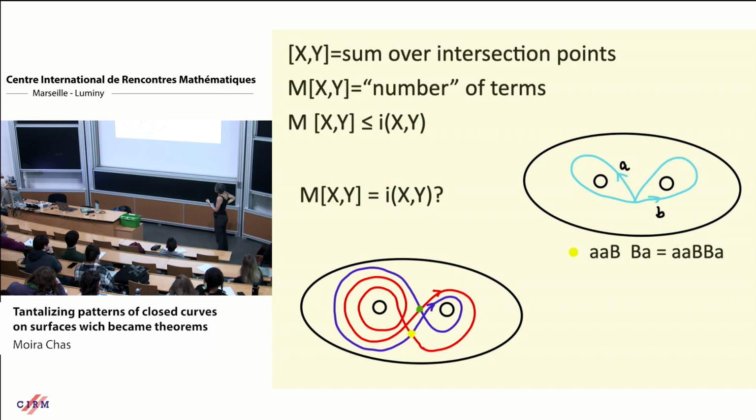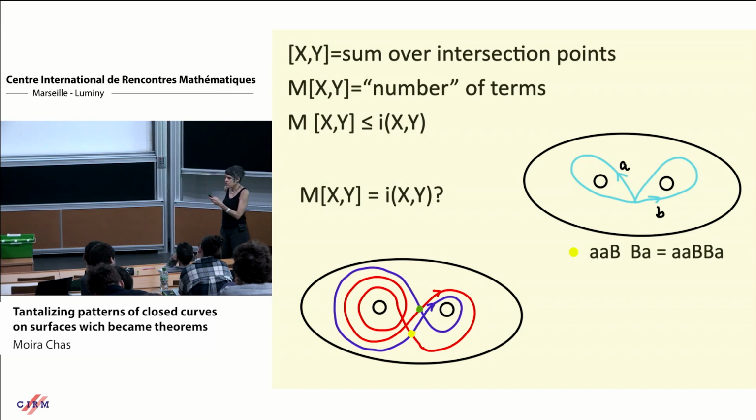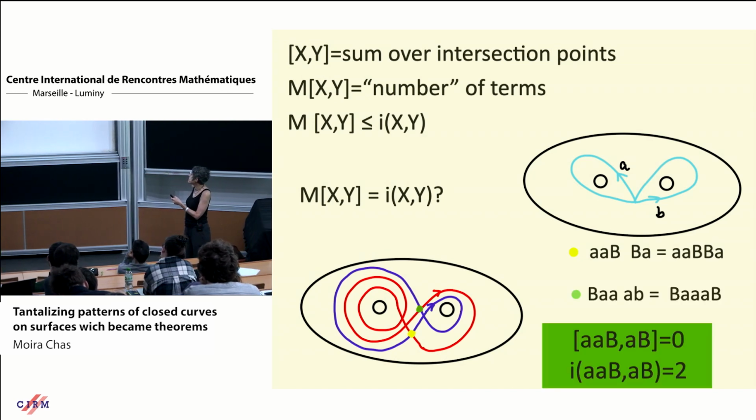So you go here, and you're going to do A, B. You come back here, and then you're going to do B, A. So this is the word. You have to look at it as a cyclic word corresponding to the yellow point.